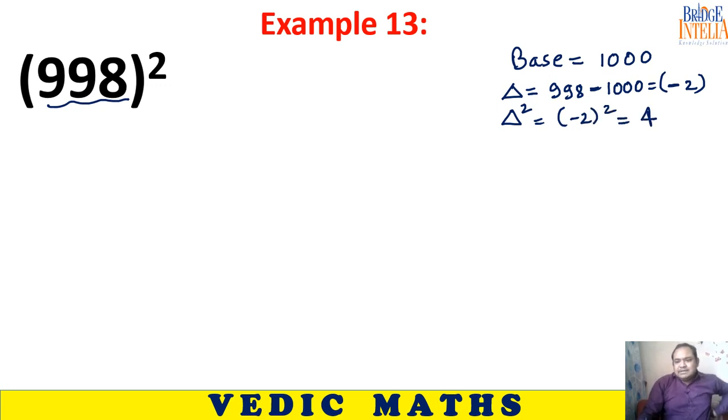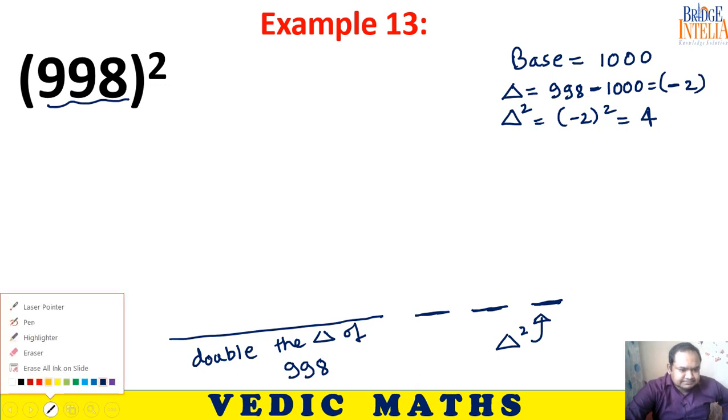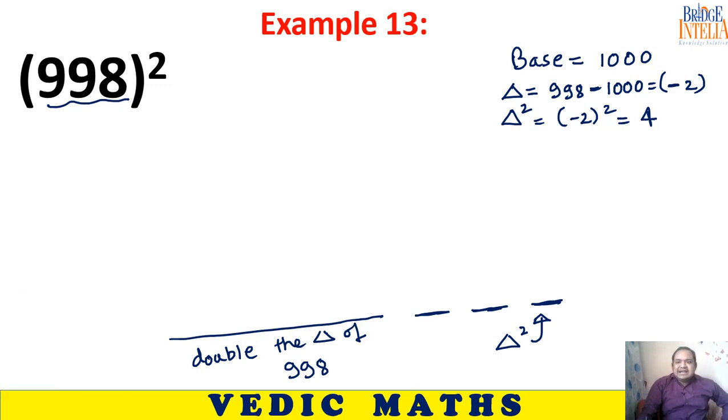What is the shortcut? Base is 1000 and 1000 has 3 zeros. So create 3 blank spaces here, and in these 3 blank spaces we are going to write the value of delta square. And here one single blank space. In this single blank space I have to double the deviation of 998. Let us see. So delta square is 4. So I have to write 4 in these 3 blank spaces. So I can write this as 004.